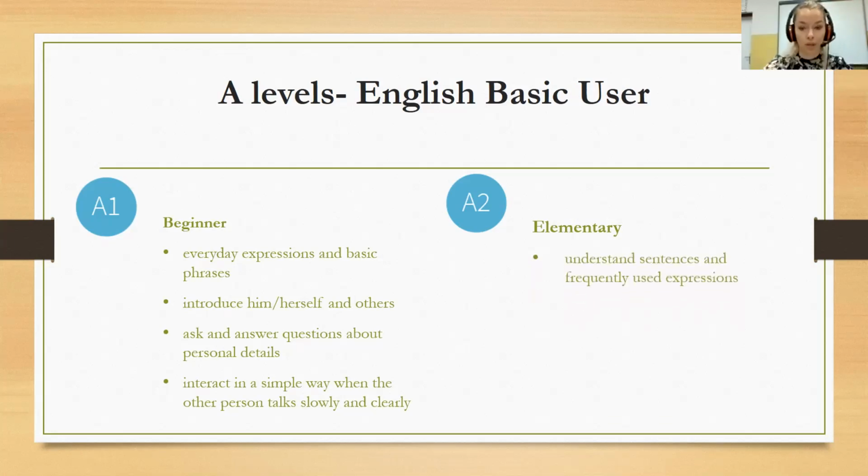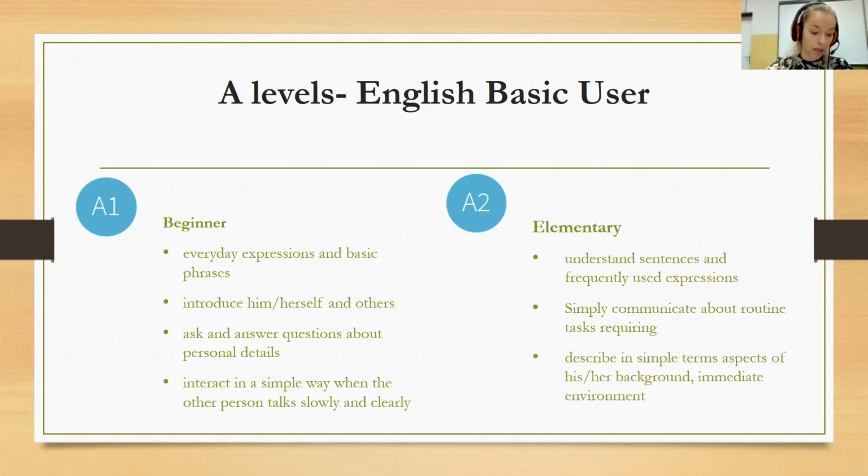A2, elementary: he can understand sentences and frequently used expressions related to areas of most immediate relevance, such as very basic personal and family information, shopping, local geography, employment, school. He can simply communicate about daily routines and routine tasks that are required, and he can describe in simple terms aspects of his or her background, immediate environment, and matters in areas of immediate need.